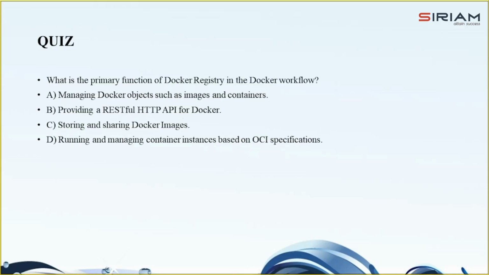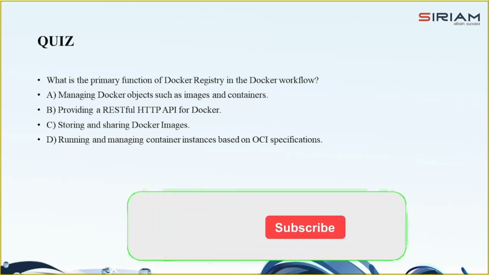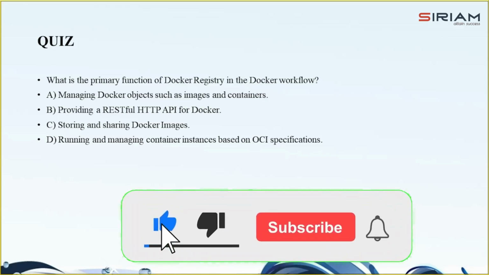The next question is, what is the primary function of a Docker registry in the Docker workflow? The options are: managing Docker objects such as images and containers; providing a RESTful HTTP API for Docker; storing and sharing Docker images; and running and managing container instances based on the OCI specification. So the correct answer is storing and sharing Docker images.